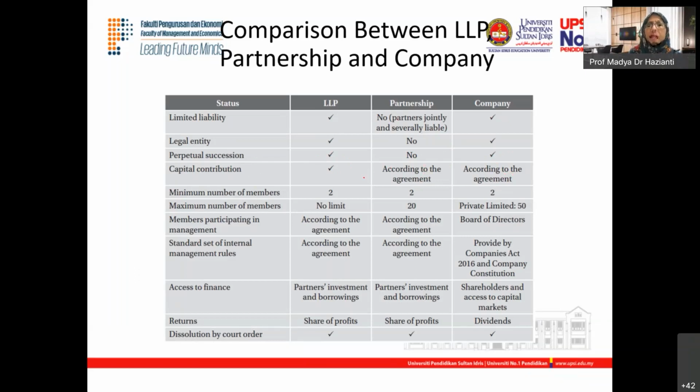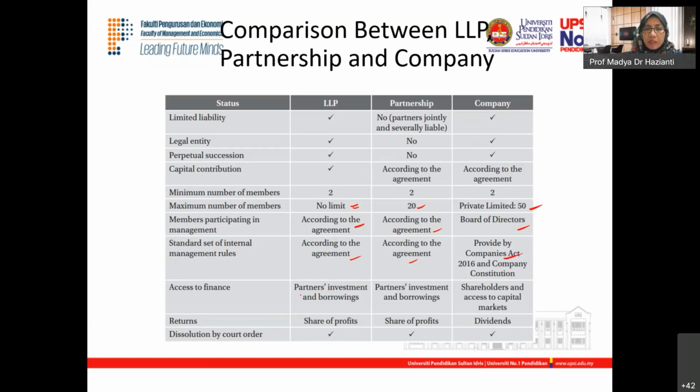Minimum number of members semua sama, mesti 2. Maximum number untuk LLP no limit. Special sikit, LLP no limit. Partnership maximum 20. Private limited company maximum 50. Members participating in management, ini pun according to agreement. Kalau company dia ada board of directors. Internal management rules, according to agreement, company, dia ikut companies.